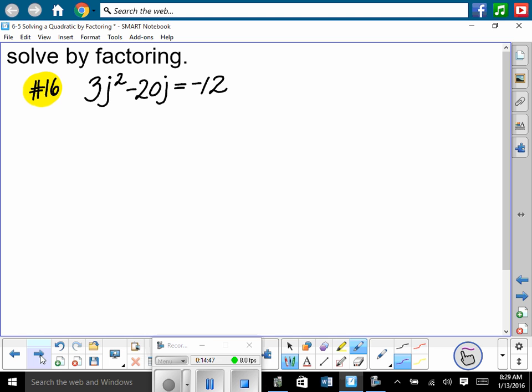So this one's going to take long factoring. I'm doing number 16, so give yourself some room to work through this with me. Please ask questions if you have any. So first of all, it says solve by factoring. So we know it's going to be factorable.